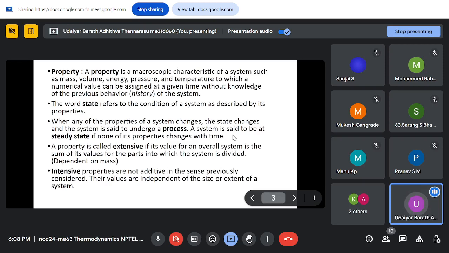Again, take an example of temperature. As I told previously, take water. You boil the water, so your water is at 100 degrees Celsius, for example. Now you split that water into two. Do you think the temperature will change? Both the waters will be at the same temperature. So again, this example shows it's an intensive property.